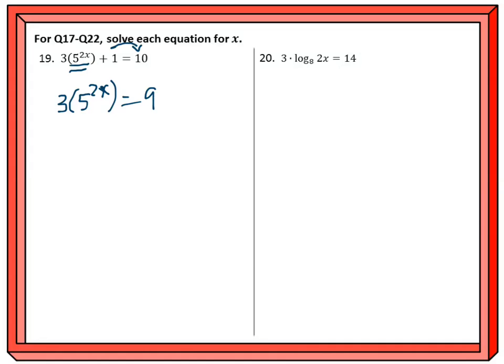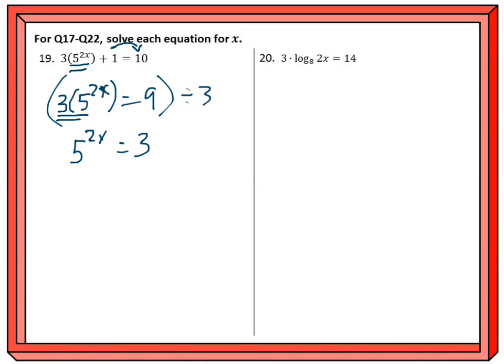Now, a common mistake here was that some people tried to multiply that 3 times that 5, and you don't get to do that. That 5 has the power of 2x, therefore you cannot multiply the 3 times the 5. You just need to get rid of the 3. The 3 is being multiplied times the quantity 5 to the 2x, so to get rid of it, we're just going to divide by 3. So 5 to the 2x is equal to 9 divided by 3 is 3.